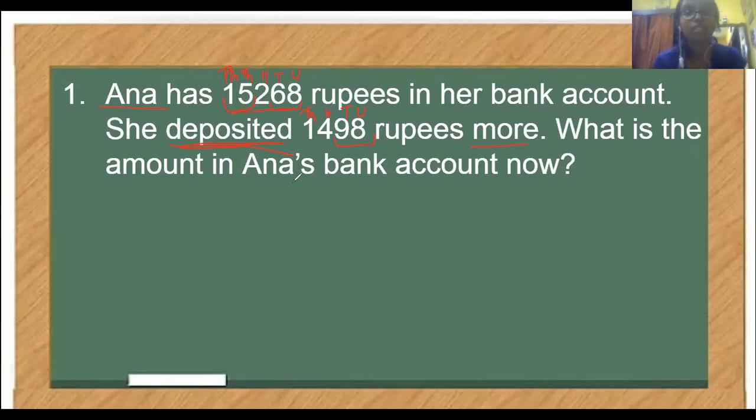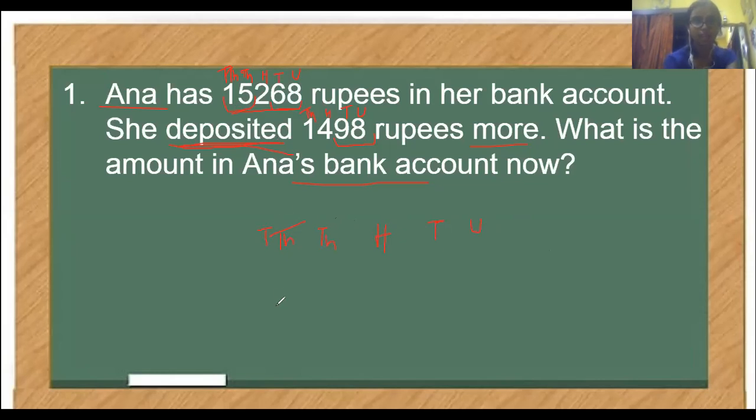What is the amount in Anna's bank account now? Anna के बैंक अकाउंट में अभी कितने पैसे हैं? So अगर पहले इतने थे और उसके बाद और ऐसे जोड़ दिए, तो we are going to do addition. So let's do addition here. We are going to write the place values first. Always writing place value no matter what. 1,000 and 10,000. Sorry for the terrible handwriting.